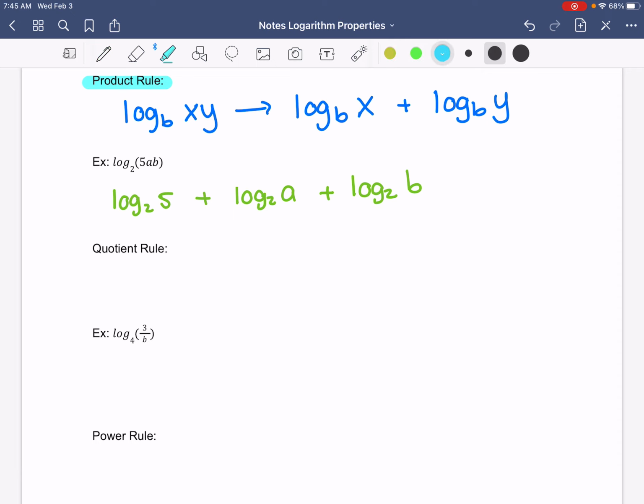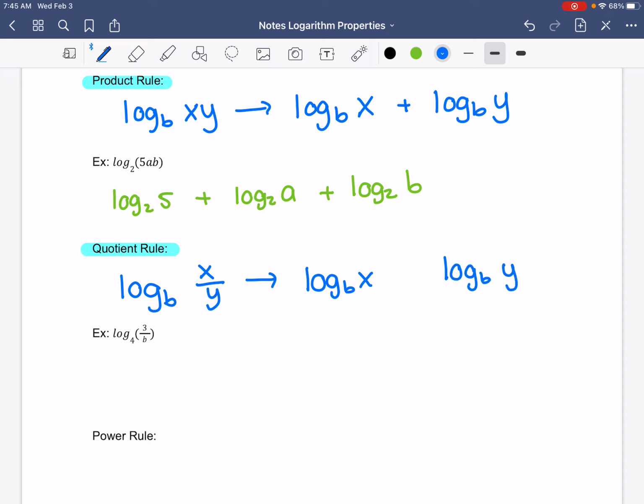All right, now we have the quotient rule. The quotient rule says that if two things are being divided, log base b of x divided by y, there are two things being divided, an x and a y. Each gets its own log base b, one for x and one for y. But instead of a plus sign in between, if you're dividing, you put a minus sign in between. If they are dividing, you subtract. If they're being multiplied, you add.